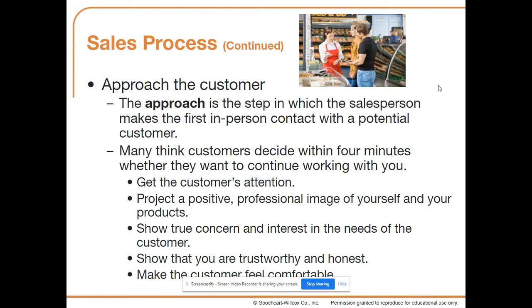The first step in the sales process is the approach. The approach is where the salesperson makes the first in person contact with a potential customer. Many think that customers decide within 4 minutes whether they want to continue working with you. So you have to make sure that you make a really good impression. You do this by getting the customer's attention. There's a couple of ways we can do that I'm going to talk about in a second. Then project a positive professional image of yourself and your products.